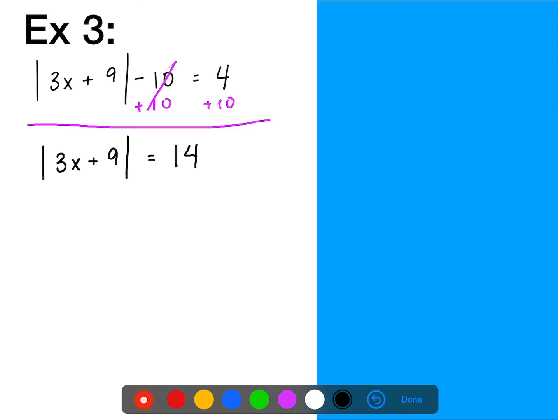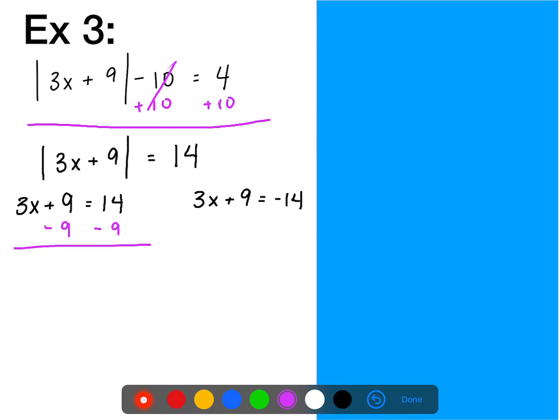So I keep my inside, my 3x plus 9, and the first one's going to equal 14. And then I'm going to do it again, and I'm going to have 3x plus 9 equals negative 14. So a positive number, a negative number, and then I'm going to solve. How do I get rid of a plus 9? I subtract it, right, on both sides.